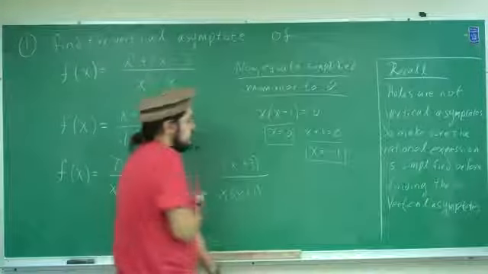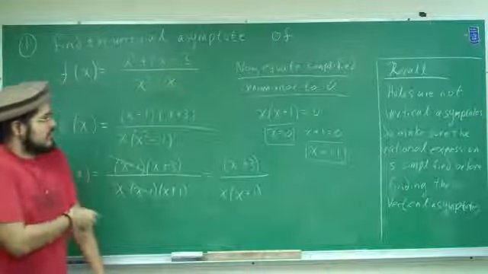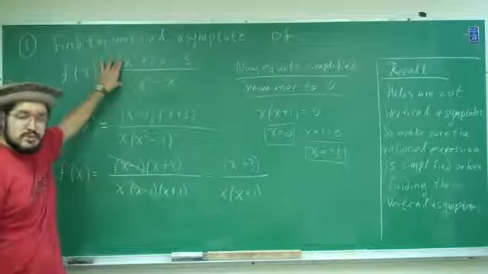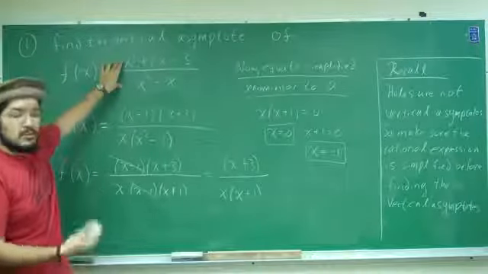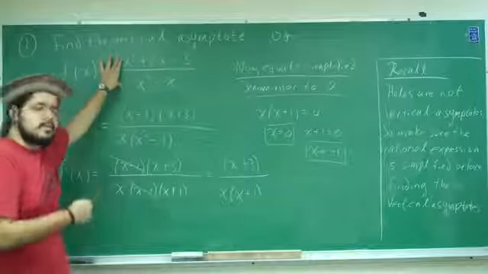That's another vertical asymptote. So very important is to always simplify a rational expression before you go ahead and find the vertical asymptotes, because there might be holes, and those holes are not vertical asymptotes.